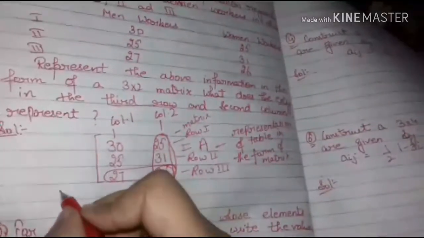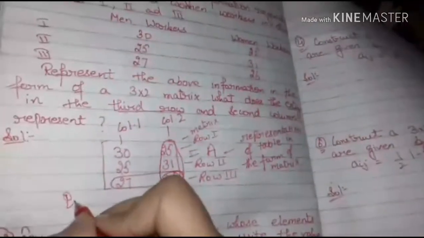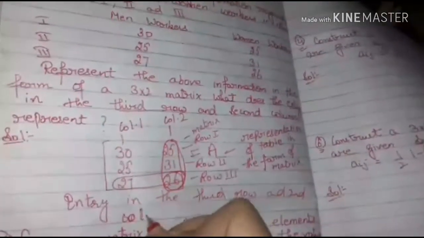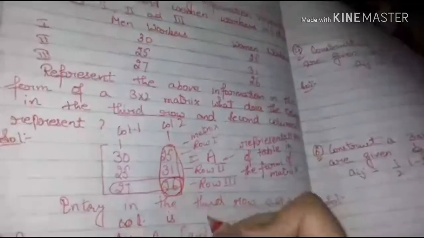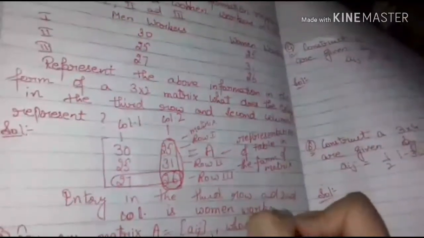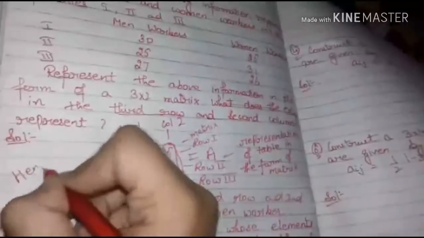So the answer is: the entry in the third row and second column is woman worker. This is the answer of this question and hence the solution.